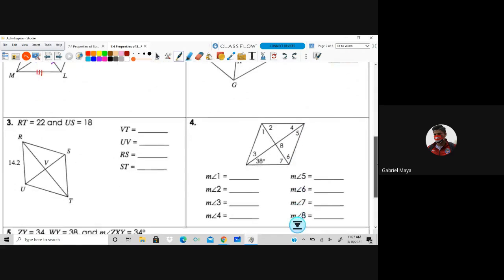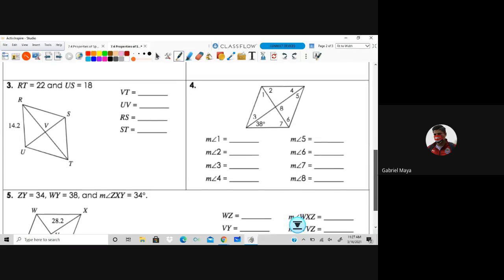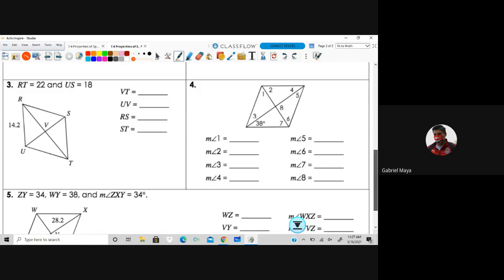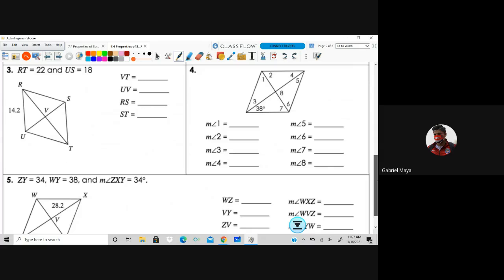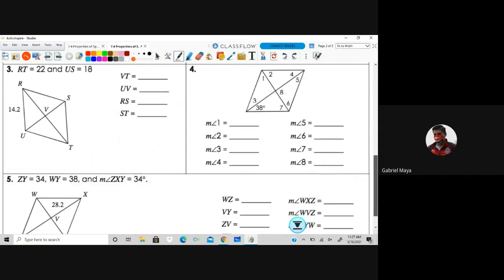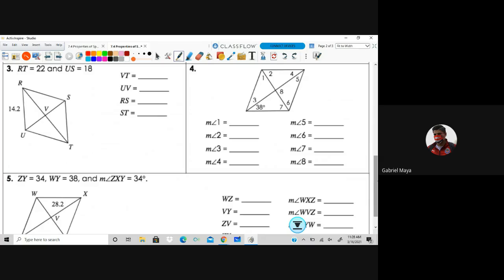All right, I'm going to do 3. No, I'm not going to do 3. I'm going to do number 4. I want you guys to do number 5 on your own. Number 4: measurement of angle 1. Okay, let's look at this right here.